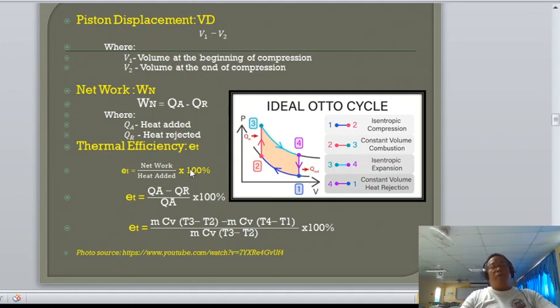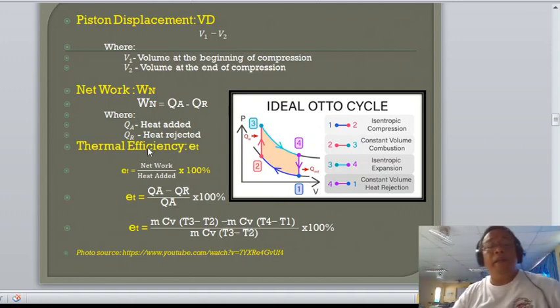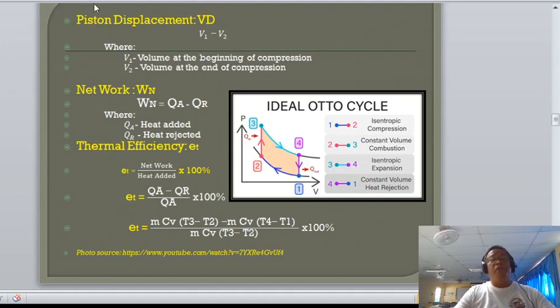Another, we have the so-called piston displacement. If we take a look at the PV diagram again, the difference between the volume at 1 and the volume at 2 is the so-called piston displacement. Another is the so-called net work. This net work is the difference between the heat added at 2 to 3 and the heat rejected at 4 to 1. That is the net work or the useful work.